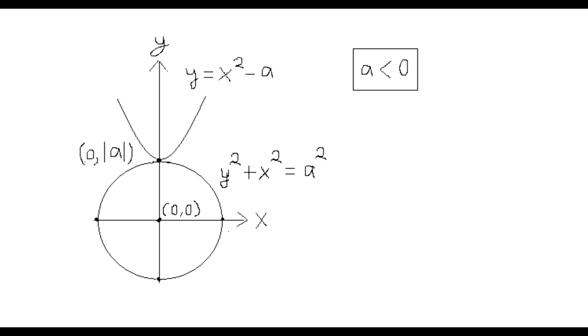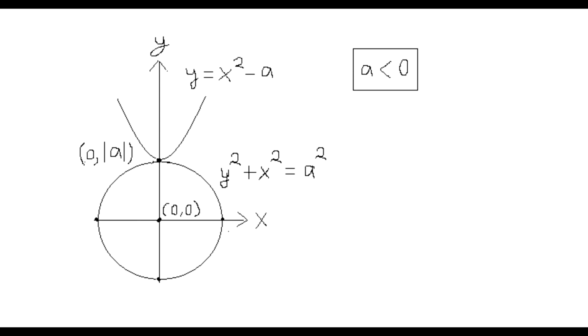The graph of the quadratic function y equals x squared minus a is the parabola with its branches oriented upward. Its vertex has the coordinates (0, minus a). Let's examine the case when a is negative.